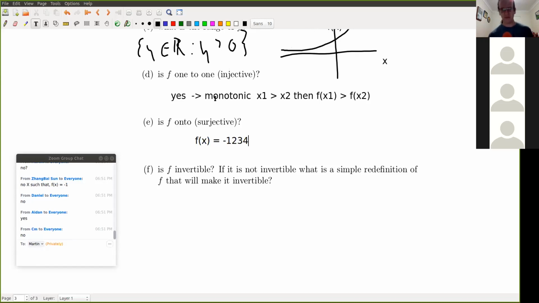So it's injective, but it's not surjective. It's invertible if it is injective and surjective. So the first answer: is it invertible? No, it's not invertible. What's a simple redefinition of f that will make it invertible?